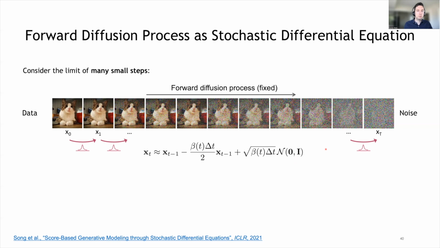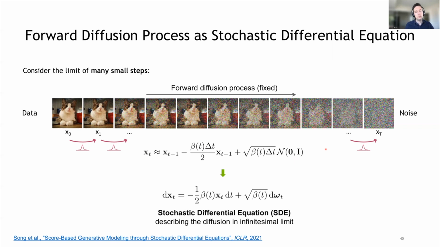It turns out that this iterative update rule corresponds to a certain discretization of a stochastic differential equation, and in particular of this stochastic differential equation. If I wanted to iteratively, numerically solve this stochastic differential equation, for instance with an Euler-Maruyama solver, then this is exactly the iterative scheme I would end up with. But let us not get ahead of ourselves.